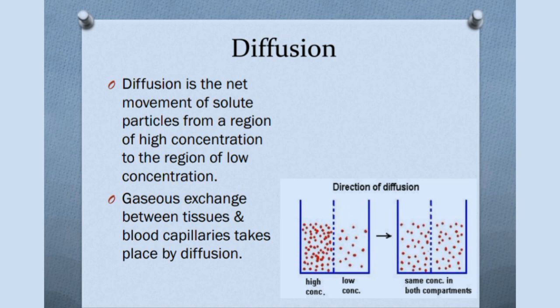Diffusion is the net movement of particles from a region of high concentration to the region of low concentration. An example of diffusion is gaseous exchange between tissues and blood capillaries. Here you can see that diffusion always takes place from the region of higher concentration to the region of lower concentration till the concentration becomes the same in both compartments. The gaseous exchange between tissues and blood capillaries takes place by diffusion.